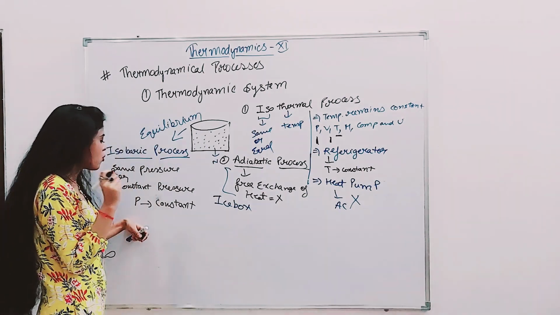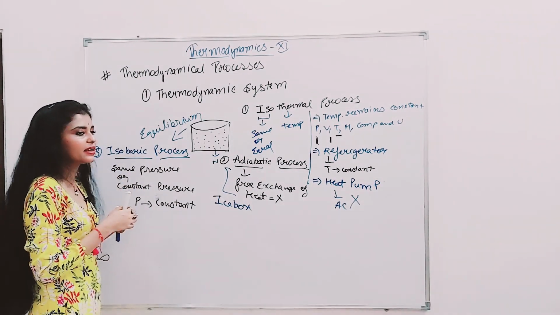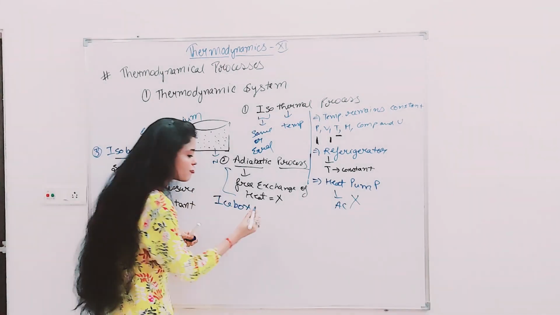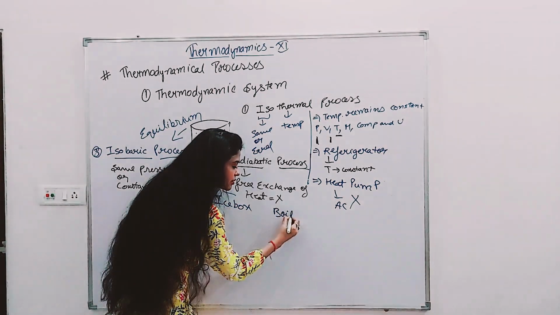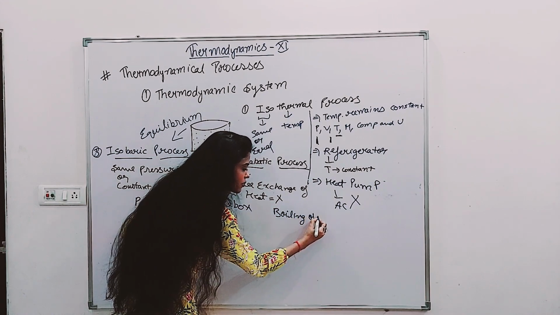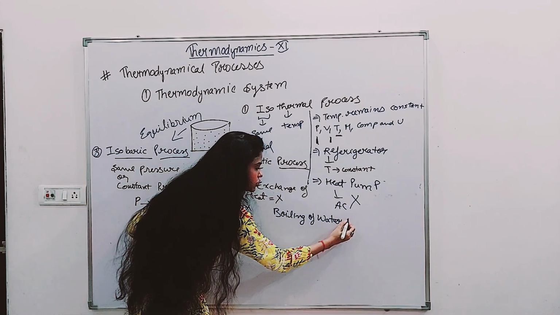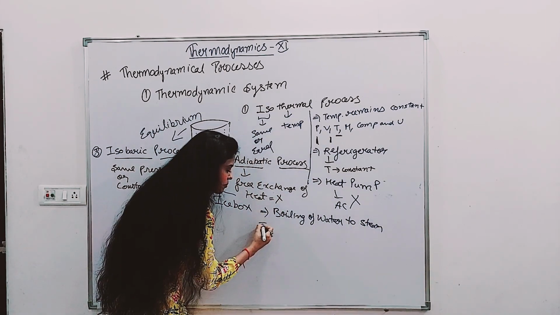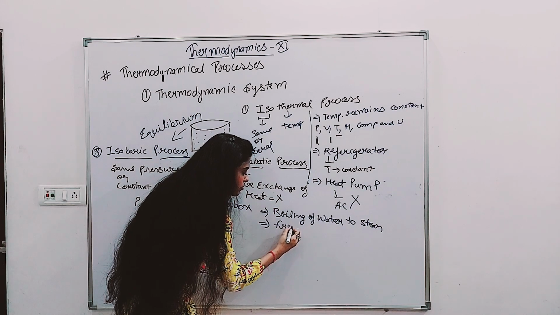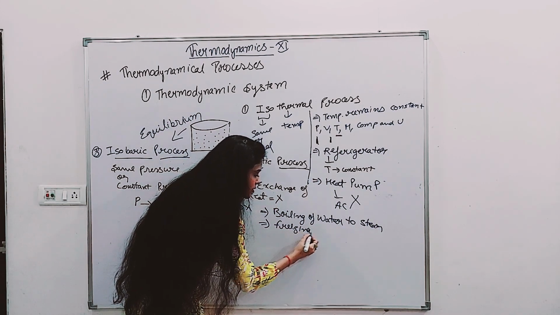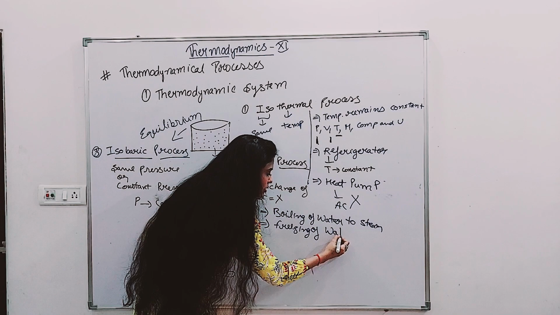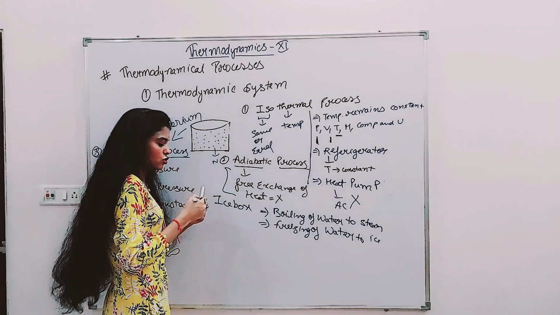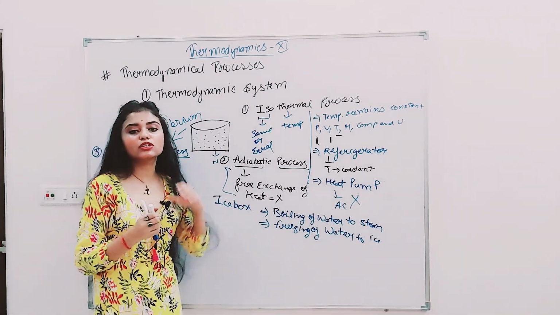Now, what is an example of an isobaric process? An example of an isobaric process is boiling of water to steam, and the second example is freezing of water to, let's just say, ice, whatever it is. So these are the two examples of an isobaric process.